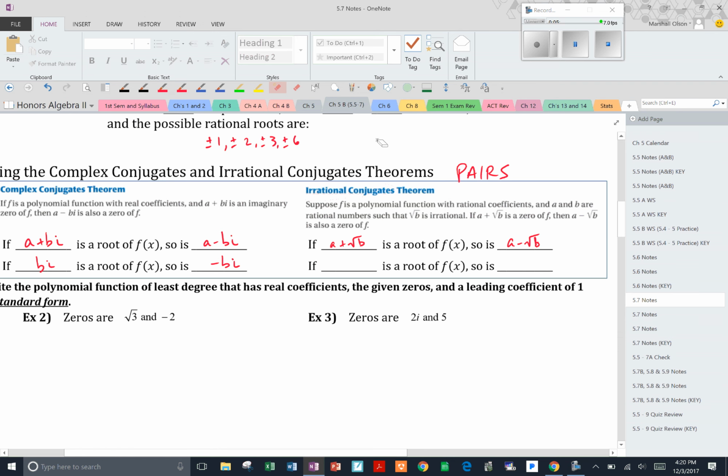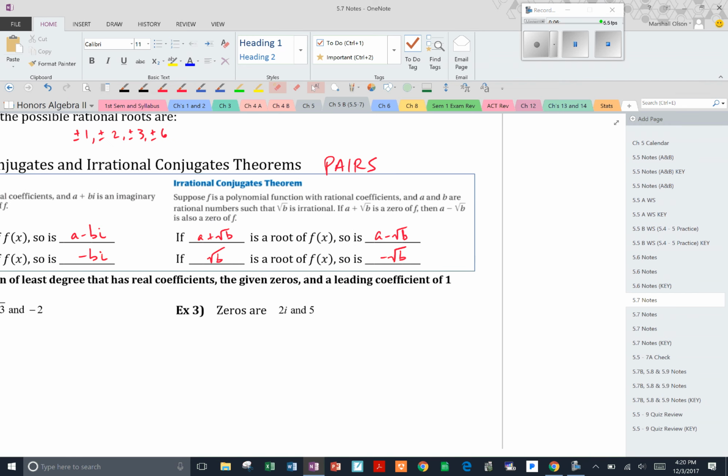Okay, irrational numbers. So we're saying that the square root of b is the irrational part. If we just had the square root of b, then negative square root of b. This you've used since Algebra 1 when you solved a problem like this: x squared equals 8. Take the square root. Obviously, we would simplify. But what's really important is that we knew that we had both positive and negative values as our answer.